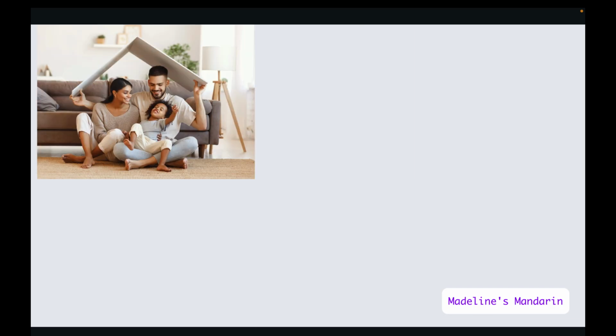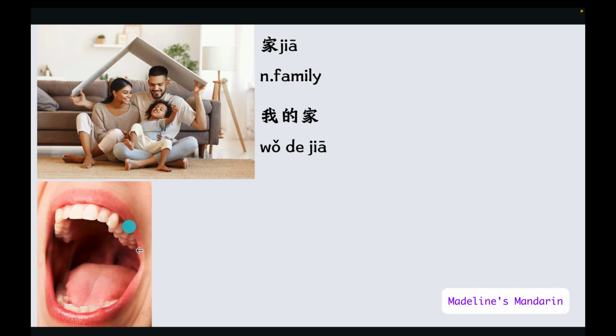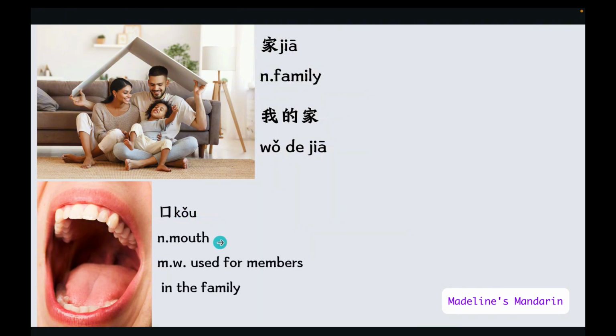Alright, we just learned how to call the siblings and other family members in Chinese. Before we learn how to ask and answer how many people are there in your family, we need to look at three pictures. First one, what is this picture? This is a family. We say 家. For example, my family, 我的家. What is this? This is your mouth. 口. 口 means mouth. It also can be a measure word for members in the family. We will introduce this measure word 口 later.